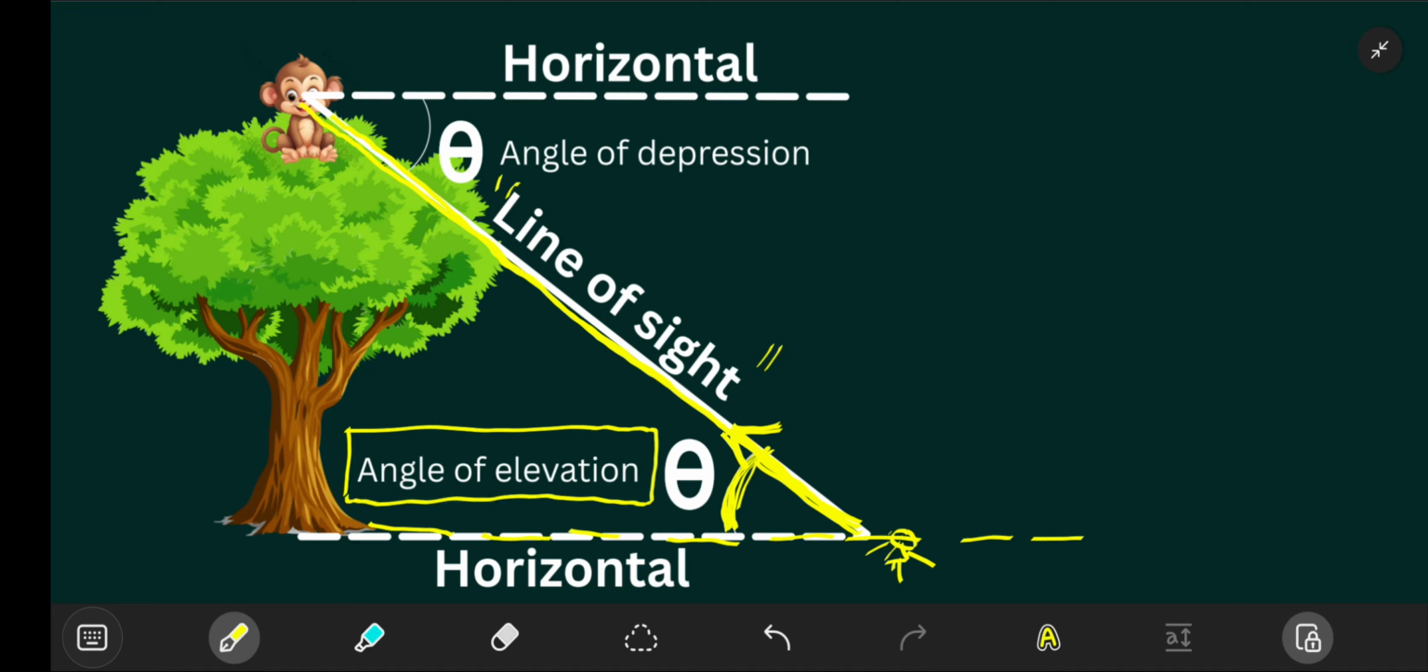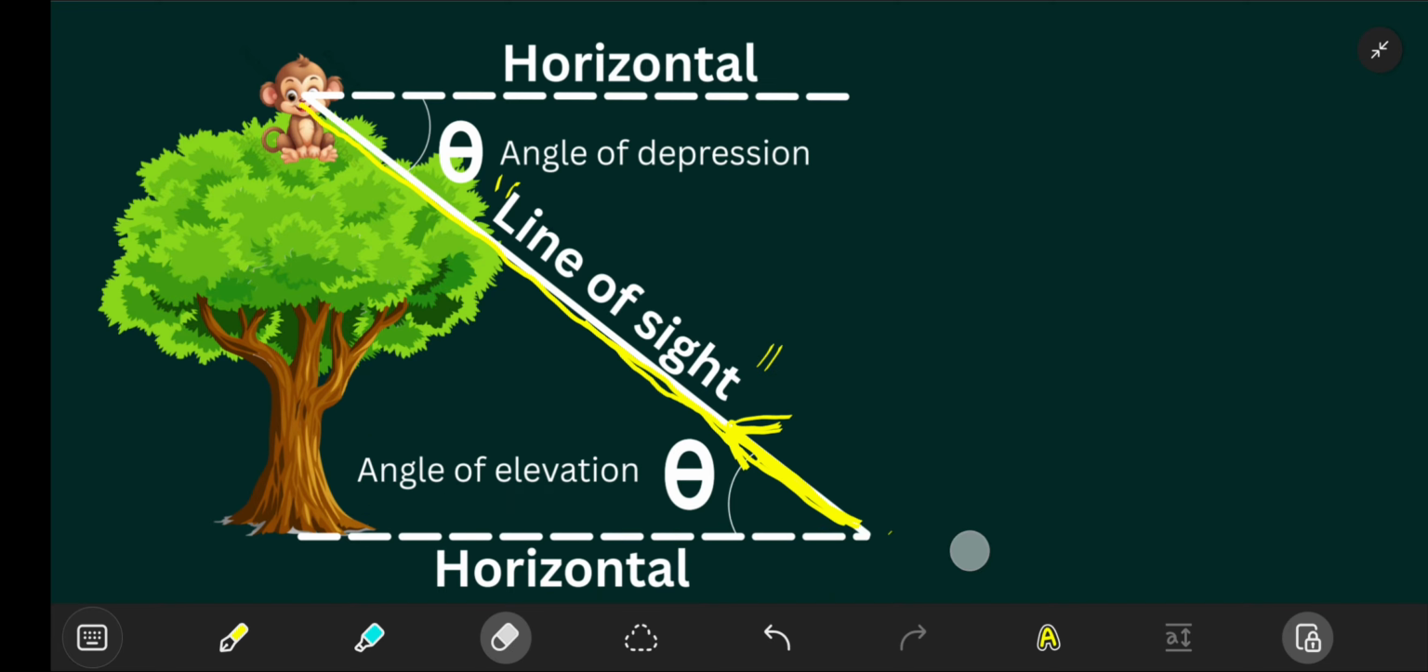Angle of elevation. When the person looks upwards to see the monkey, such that he has to look along this line, this line is called line of sight, and the angle made by the line of sight with the horizontal is called angle of elevation. Understood? Next.